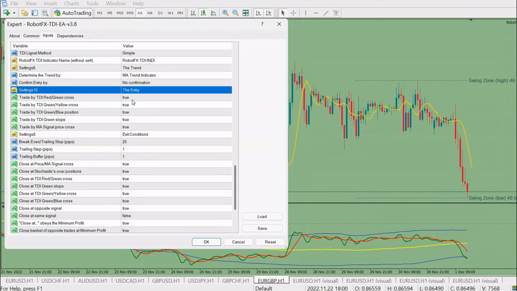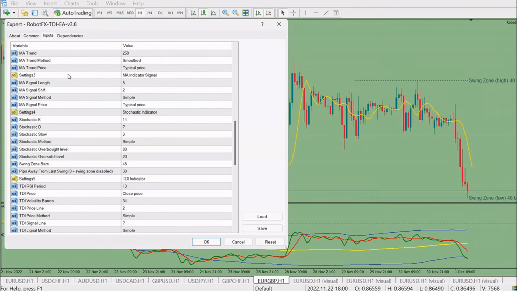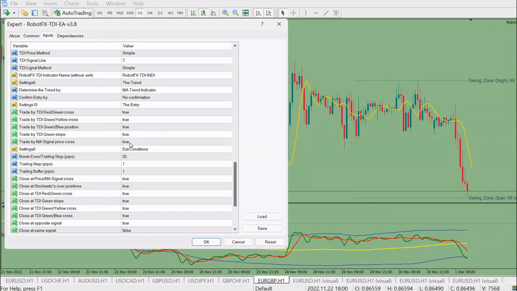About the entry, I have already discussed it, and I've shown you the charts in the strategy tester. So basically, the trader can enable one or more or all of the entry signals, the red-green cross, green-yellow, green-blue, and so on, green slope, and even trading by the moving average that we have described right here, the moving average signal indicator.